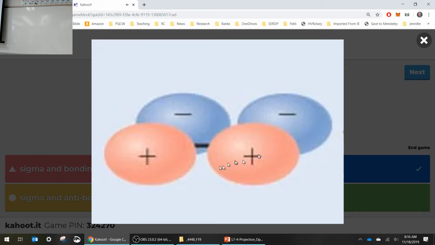So pi is side-on interaction. These are p orbitals, and there's no node in between.